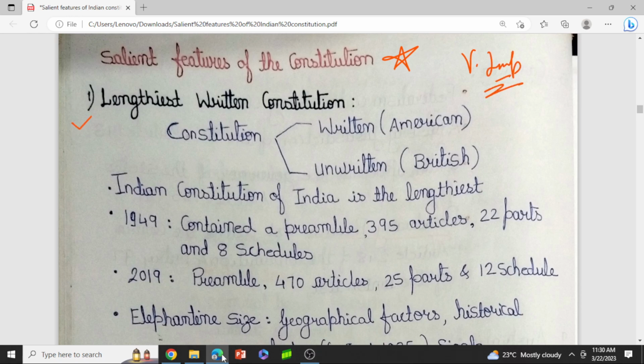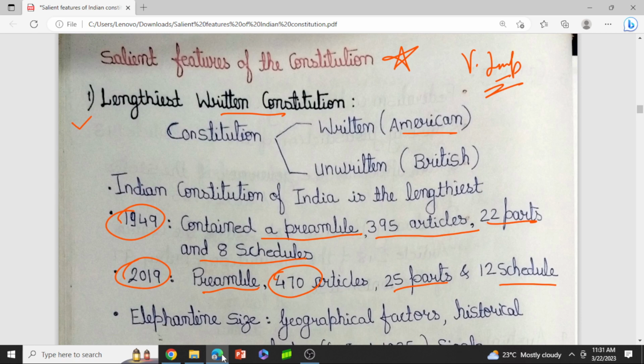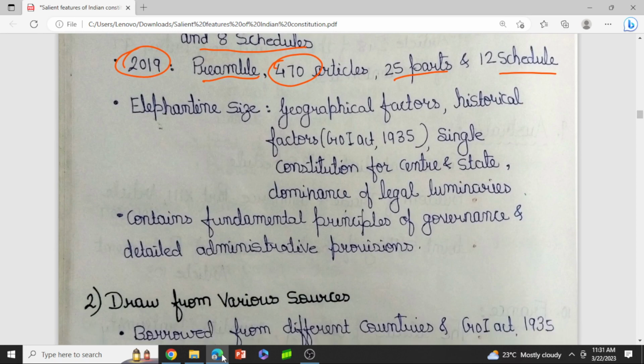It's the lengthiest written constitution. The Indian Constitution is the lengthiest constitution. Reason: it consists of 470 articles, a preamble, 25 parts and 12 schedules as per 2019. When it was framed, initially it contained a preamble, 395 articles, 22 parts, and 8 schedules in 1949. So it is a written constitution. America has a written constitution. Britain has an unwritten one. We follow this, which has been taken from America. So we have a written constitution and it is the lengthiest one.